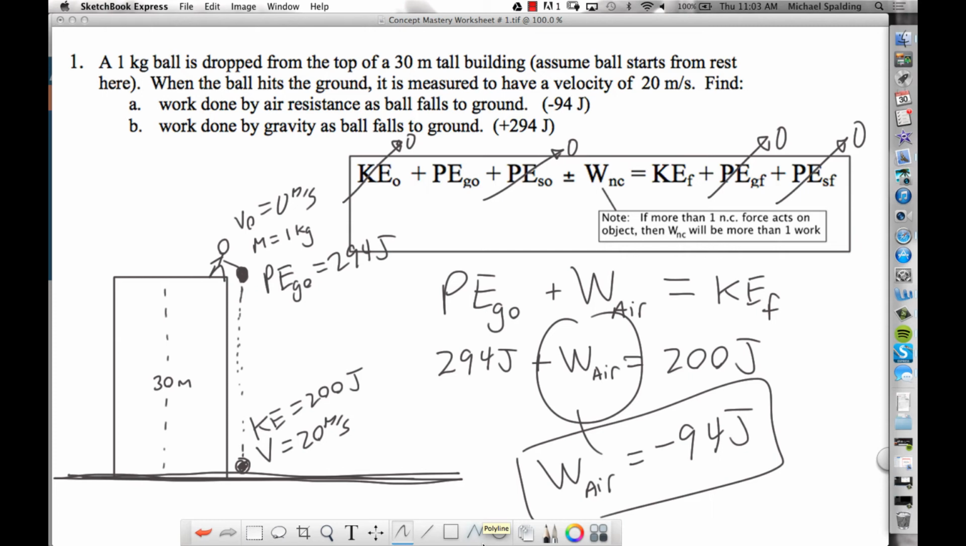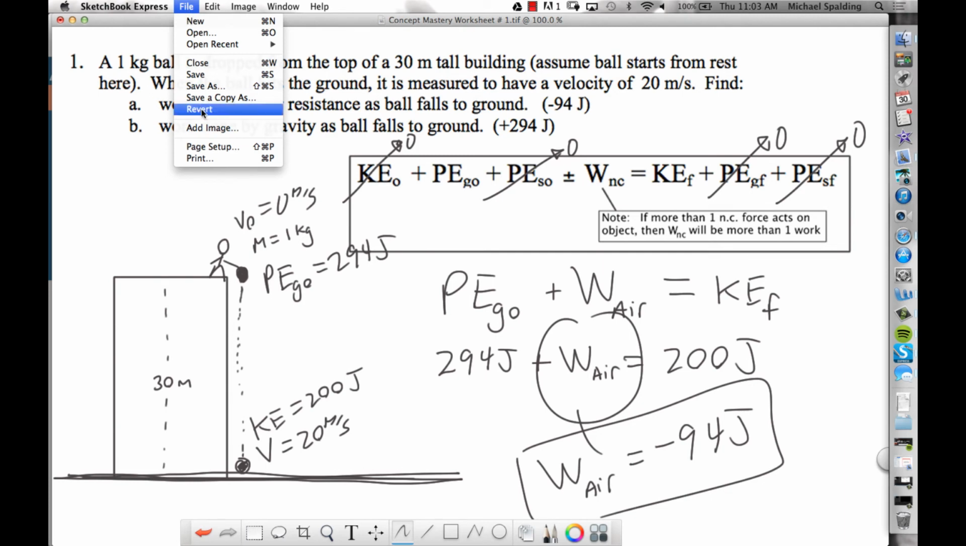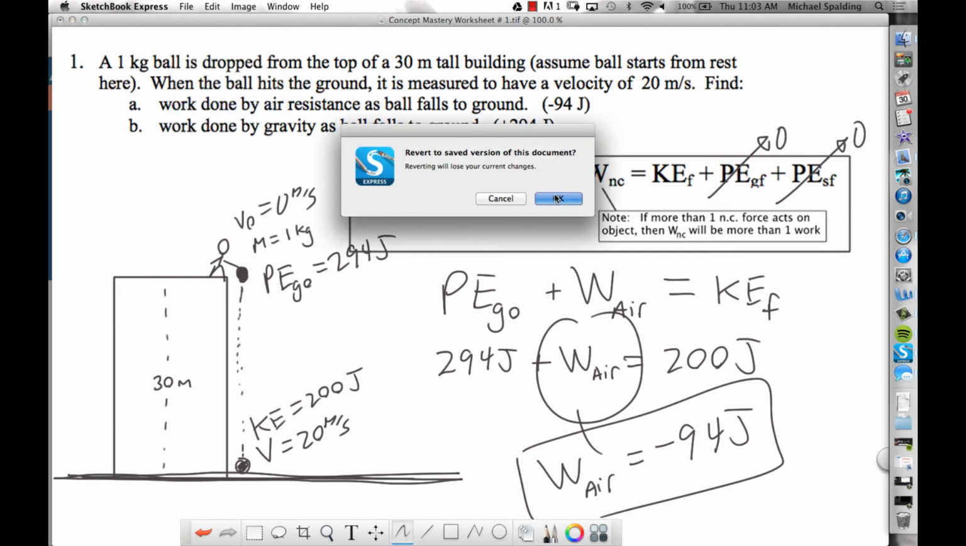Now, why does it make sense that it's negative? Well, what's the sign convention for work? Sign convention for work in the direction of motion is positive, against the motion is negative. As the ball falls, which way is the air resistance working? With the ball or against it? Against it, which is why the ball loses mechanical energy. Okay, part B, finding the work done by gravity. So watch, this is real cool.